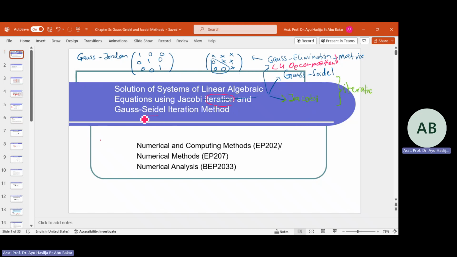Gauss Seidel here is iteration. Gauss elimination and Gauss Jordan are matrix methods. In Gauss Jordan, the diagonal is 1 and the rest are zeros. So Gauss Seidel is an iteration method. Don't make a mistake on that. I'll go through the lecture slides first, explain the concept, then we will do the exercise for you to understand further.